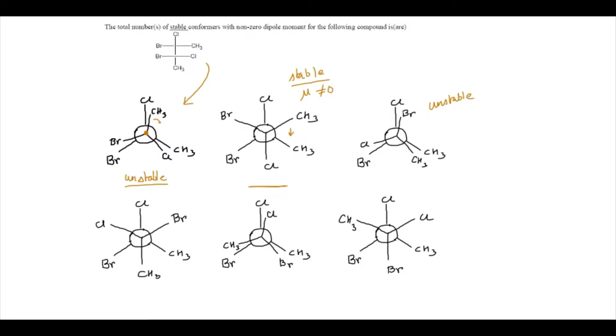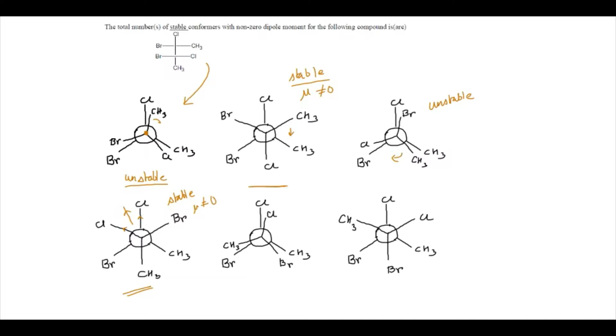Next, if we just rotate again 60 degrees, we will get this conformer. Here we can see that it is a stable conformer because the atoms are not eclipsing one another, and there will be some dipole moment because the dipole moments of these Cls are not cancelling each other. So it will have a dipole moment in this direction. So mu will not be equal to 0.